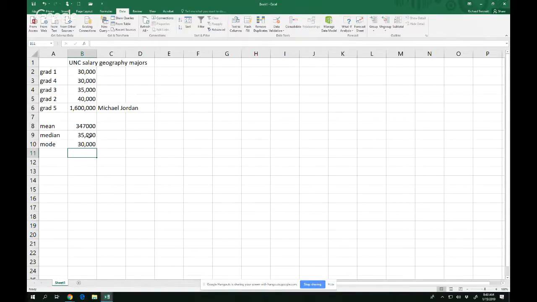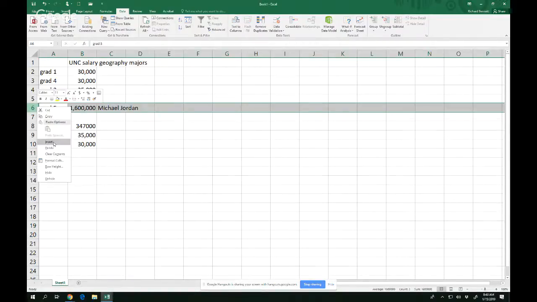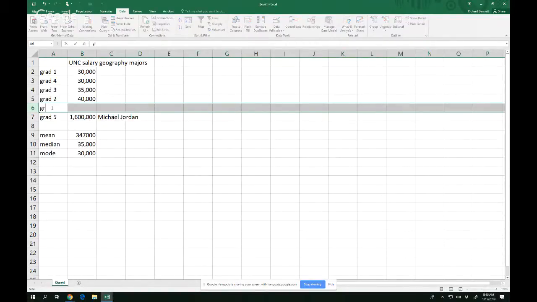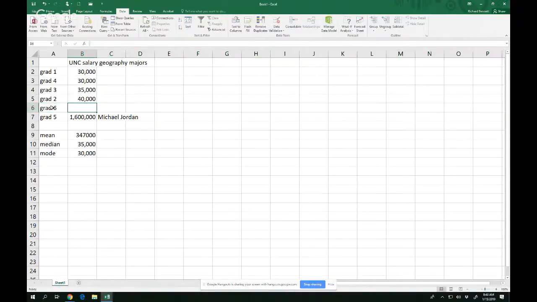Okay. Now the question is, what happens if we add a graduate number 6 here, and this one makes $40,000, right? Now, curse Bill Gates, because I don't like to use the word average, because then which is the average? Is it the mean? Is it the median? Is it the mode? Okay.